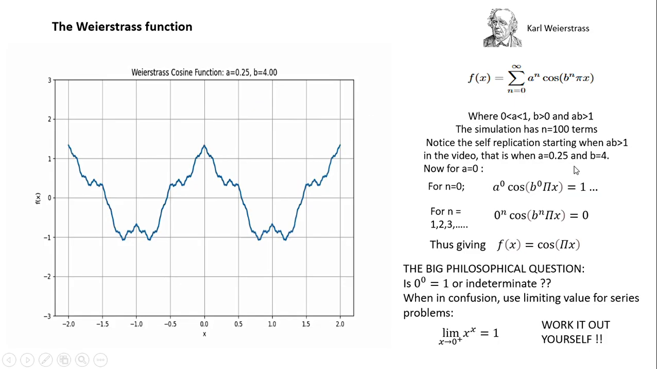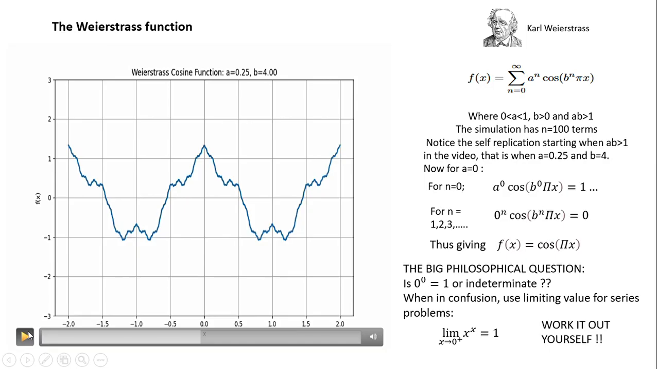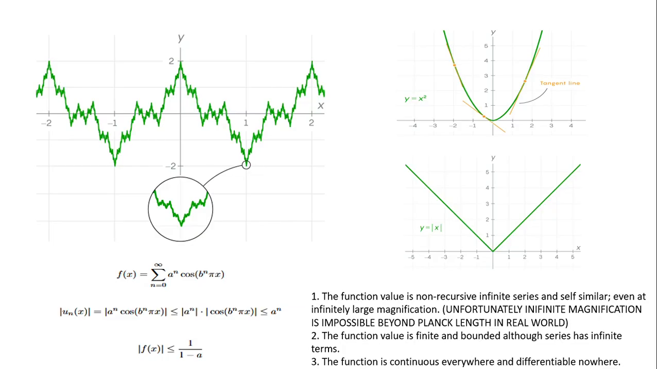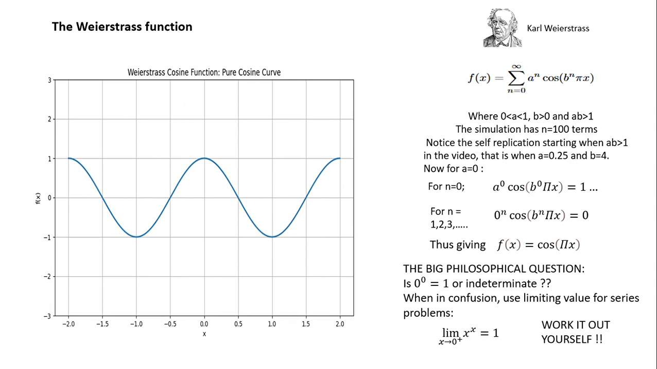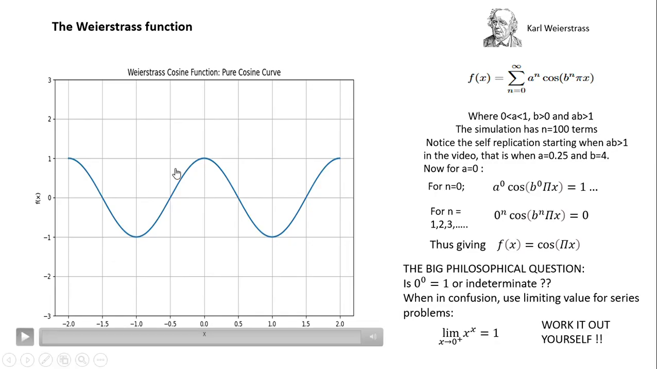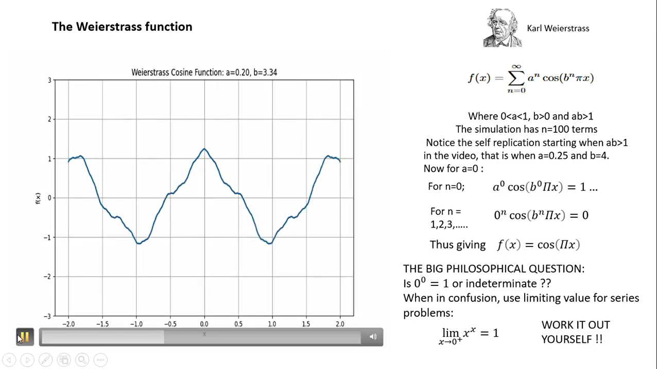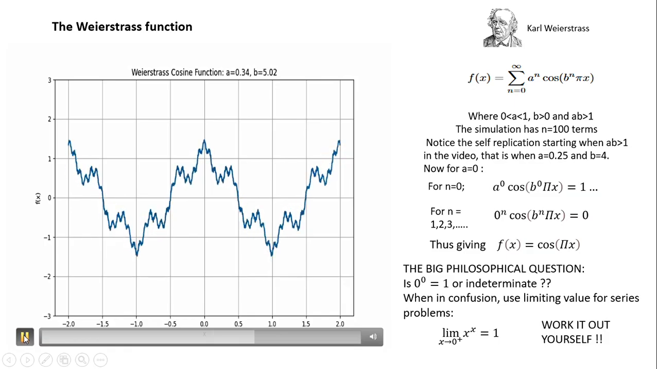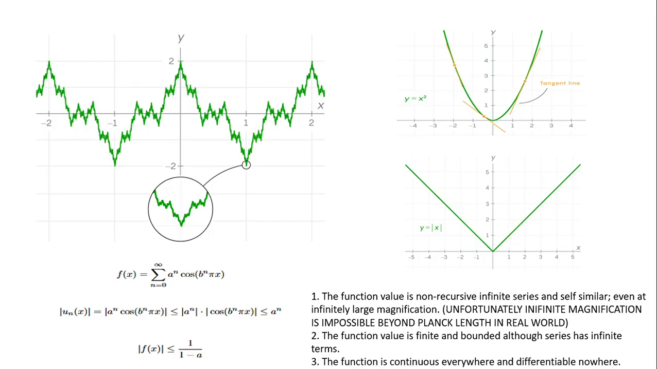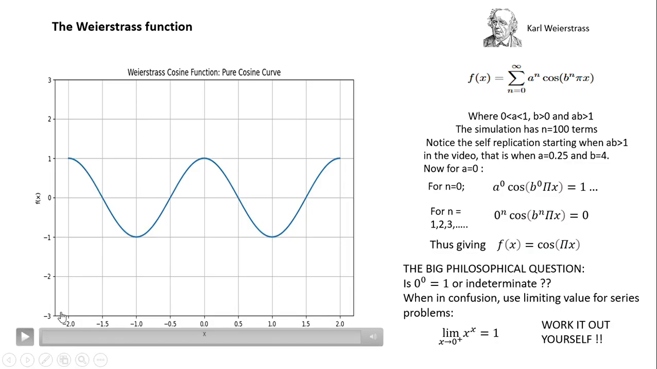So essentially, if you pause at a = 0.25 and b = 4, the definition is that a lies between 0 and 1, b is greater than 0, and the roughness starts appearing when ab is greater than 1. So here the product ab is exactly 1, and from here it has started to accumulate more and more.